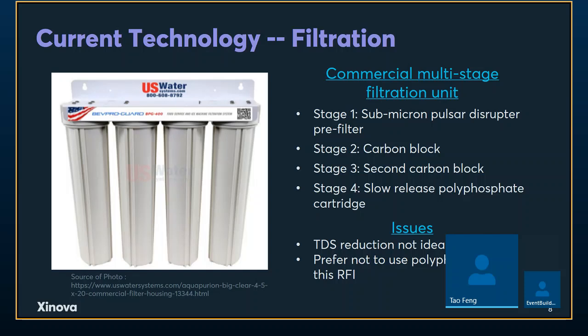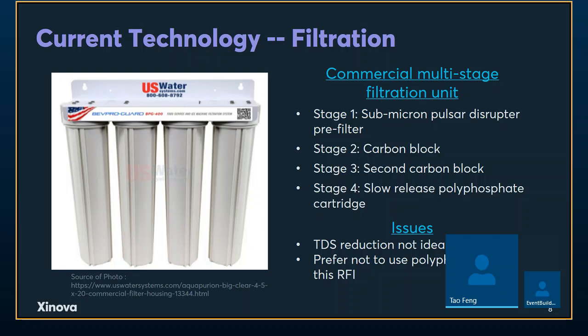The figure in this slide is a multi-stage filtration unit from U.S. Water Systems, which has 4 stages, with each stage targeting one or more contaminants that the other stages are not capable of addressing. So this 4-stage cartridge is very effective to produce pure water, but the total dissolved solid level that it can achieve still cannot meet the requirements of the present R5.